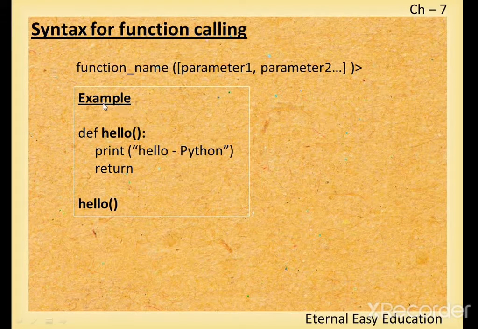So here is an example, def keyword followed by the word hello, print hello Python, return. So the part from def to return is function definition. This hello is function call.